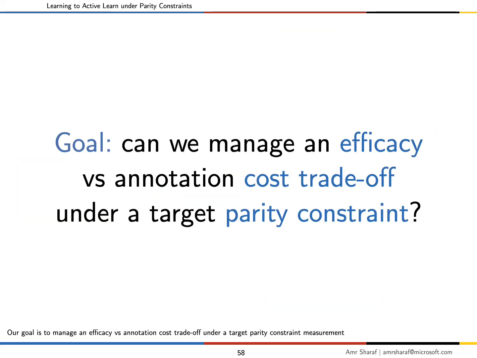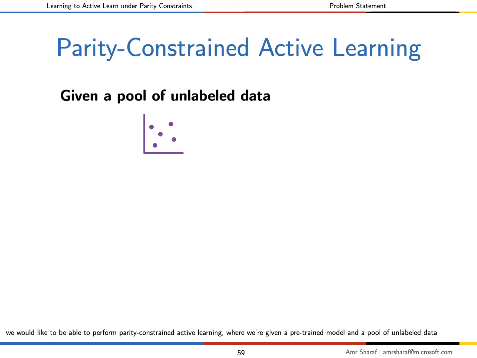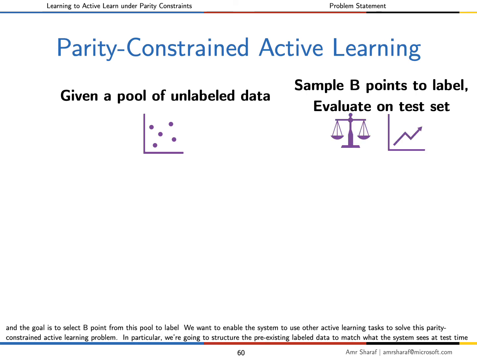The main research question is how can we learn the parameters for the policy phi using meta-learning. Our goal is to manage an efficacy versus annotation cost trade-off under a target parity constraint measurement. We'd like to be able to perform parity-constrained active learning, where we are given a pre-trained model and a pool of unlabeled data, and the goal is to select capital B points from this pool to label.